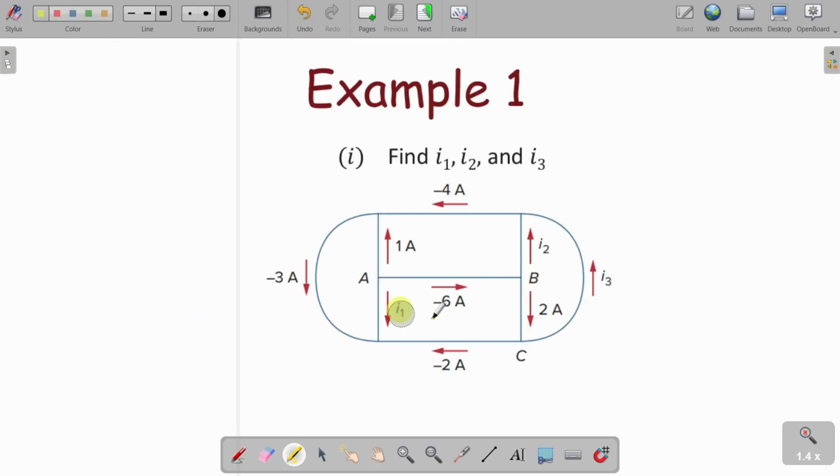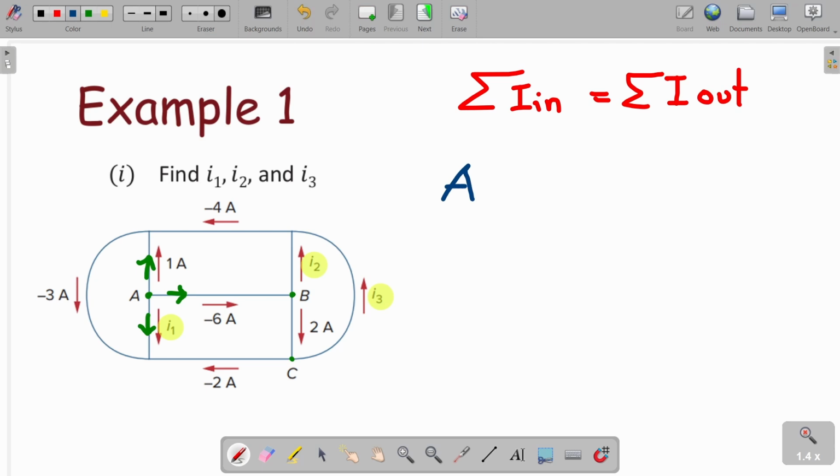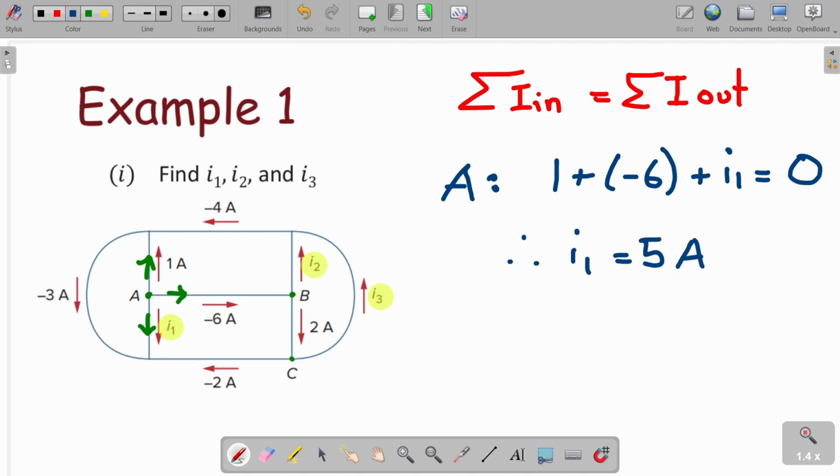Here, we need to find the value of I1, I2 and I3. Let's observe the direction of current in junction A. We can see that all of them are leaving the junction, and no current is entering here. So let's write the sum of currents leaving the junction. And this will be equal to 0 as no current is entering here. From here we get I1 equals 5 amps.